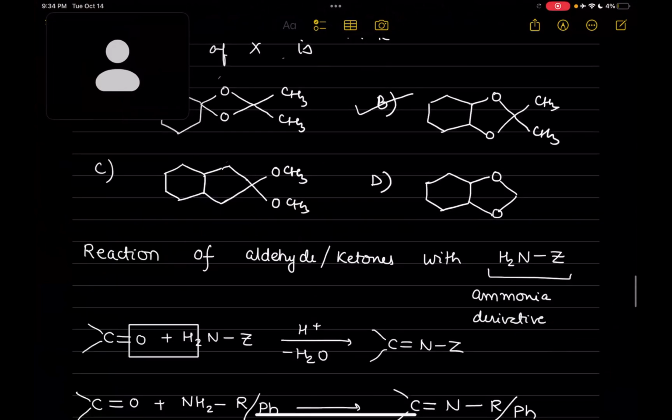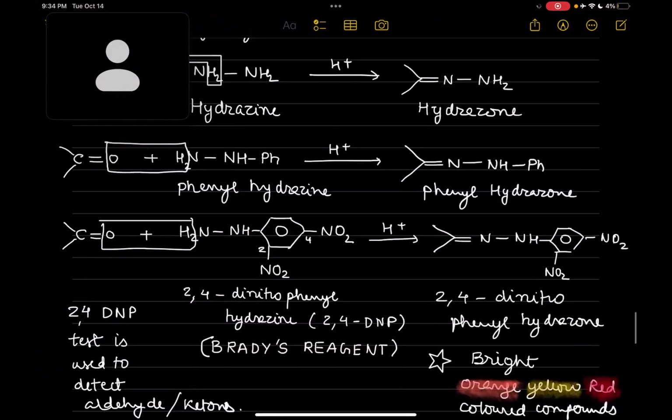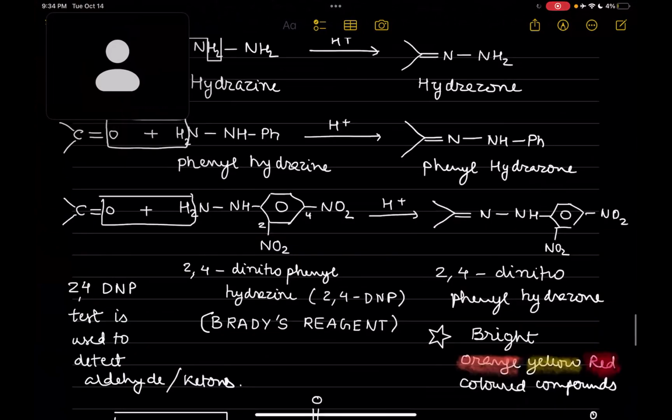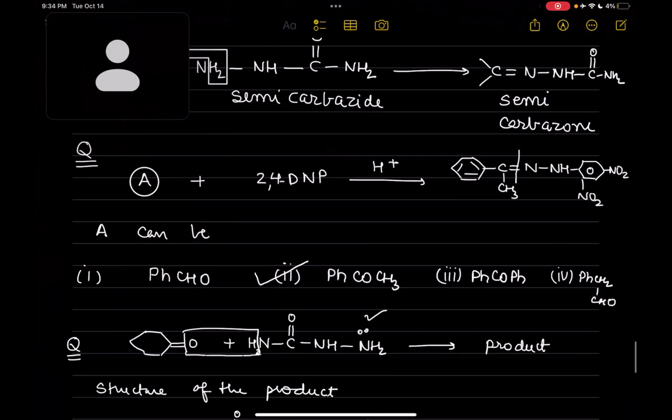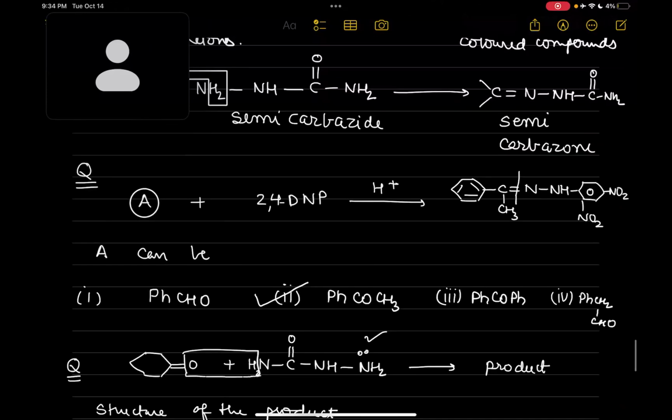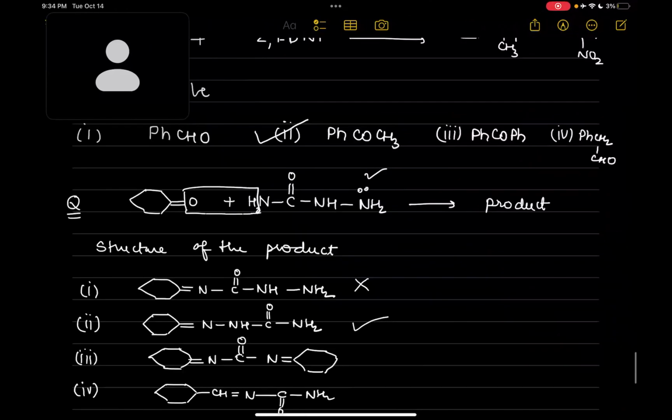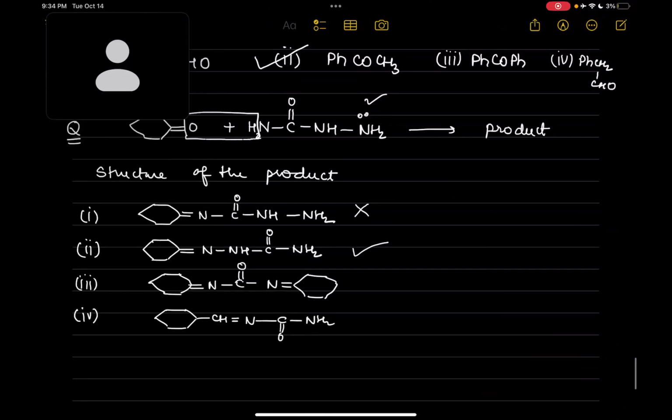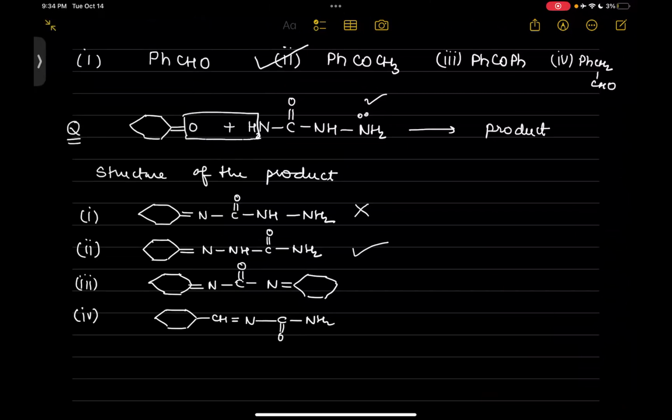We have seen addition of alcohol, addition of ammonia derivatives, 2,4-DNP. That's what we have seen in the last class. So let's do some problems and just quickly proceed to the next reaction. Be careful about this, which I told you in the last class.